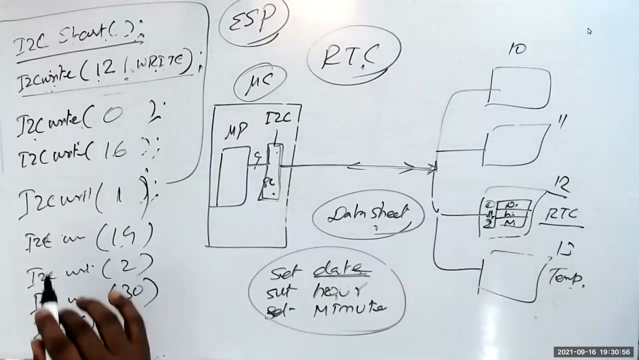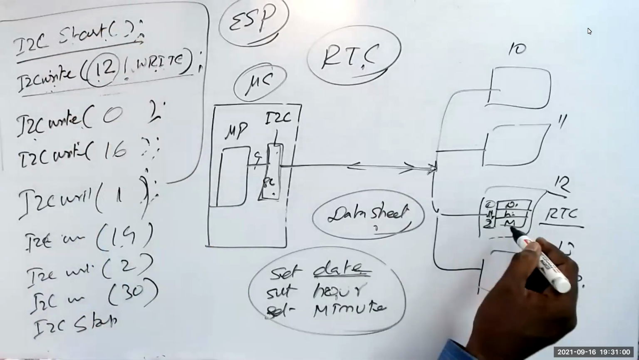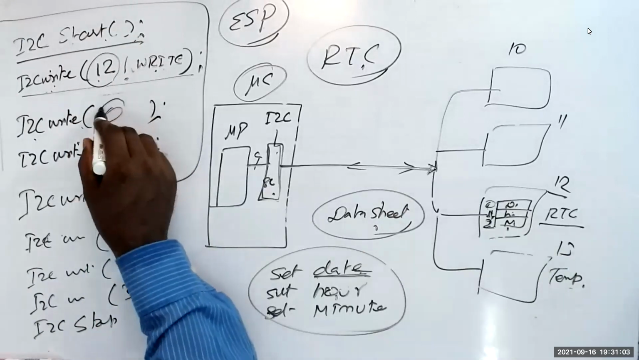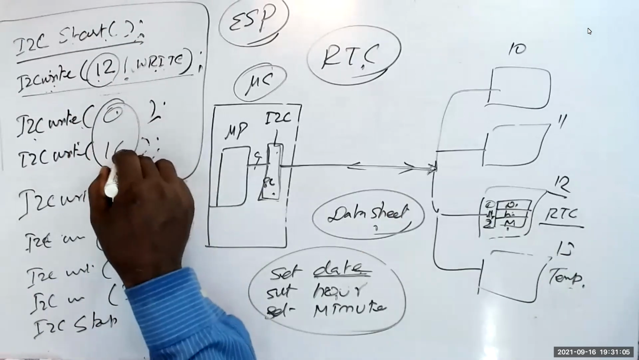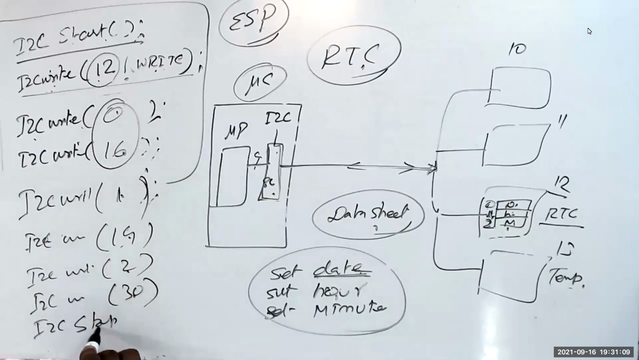So see that I am doing I2C start. I'm selecting the device RTC. Then at address 0, I'm writing 16. Address 1, I'm writing 19. Address 2, I'm writing 30. Then I do I2C stop.